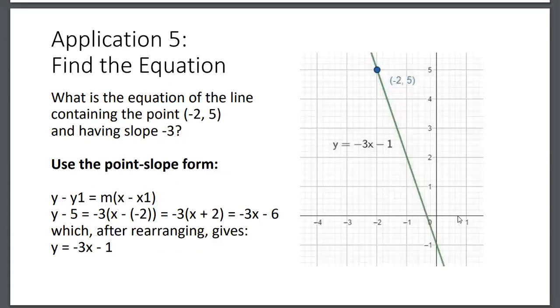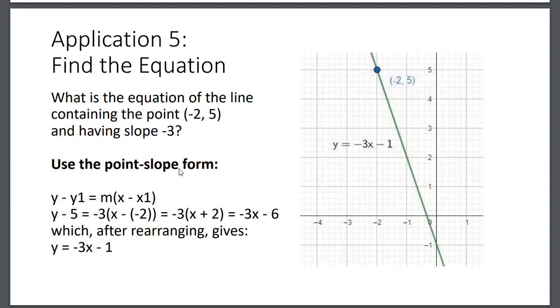Application 5, find the equation. What is the equation of a line containing the point -2, 5 and having a slope of -3? If we start from this point, I can go down 3 and over 1, we get to another point on the line. Every time you do that, down 3 over 1, you're going to get another point. That's the rise over run.